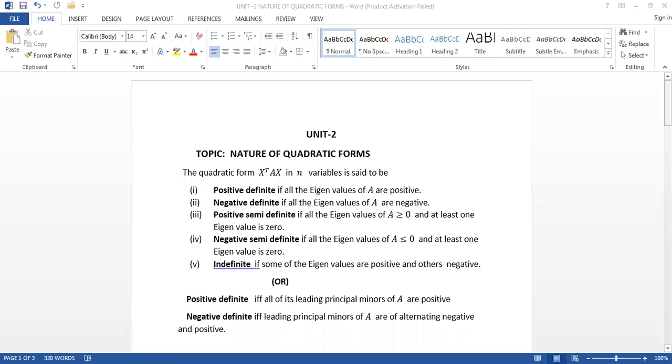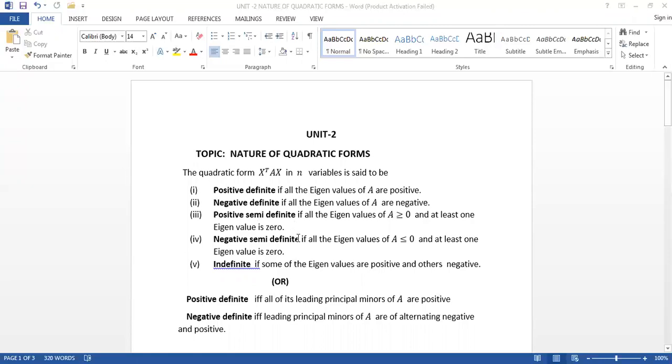Hello everyone. In this lecture, I am going to explain how to find the nature of quadratic forms. Let's see the definition. The quadratic form x transpose Ax in n variables is said to be positive definite if all the eigenvalues of A are positive, negative definite if all the eigenvalues of A are negative, positive semi-definite if all the eigenvalues of A are greater than or equal to 0 and at least one eigenvalue is 0.